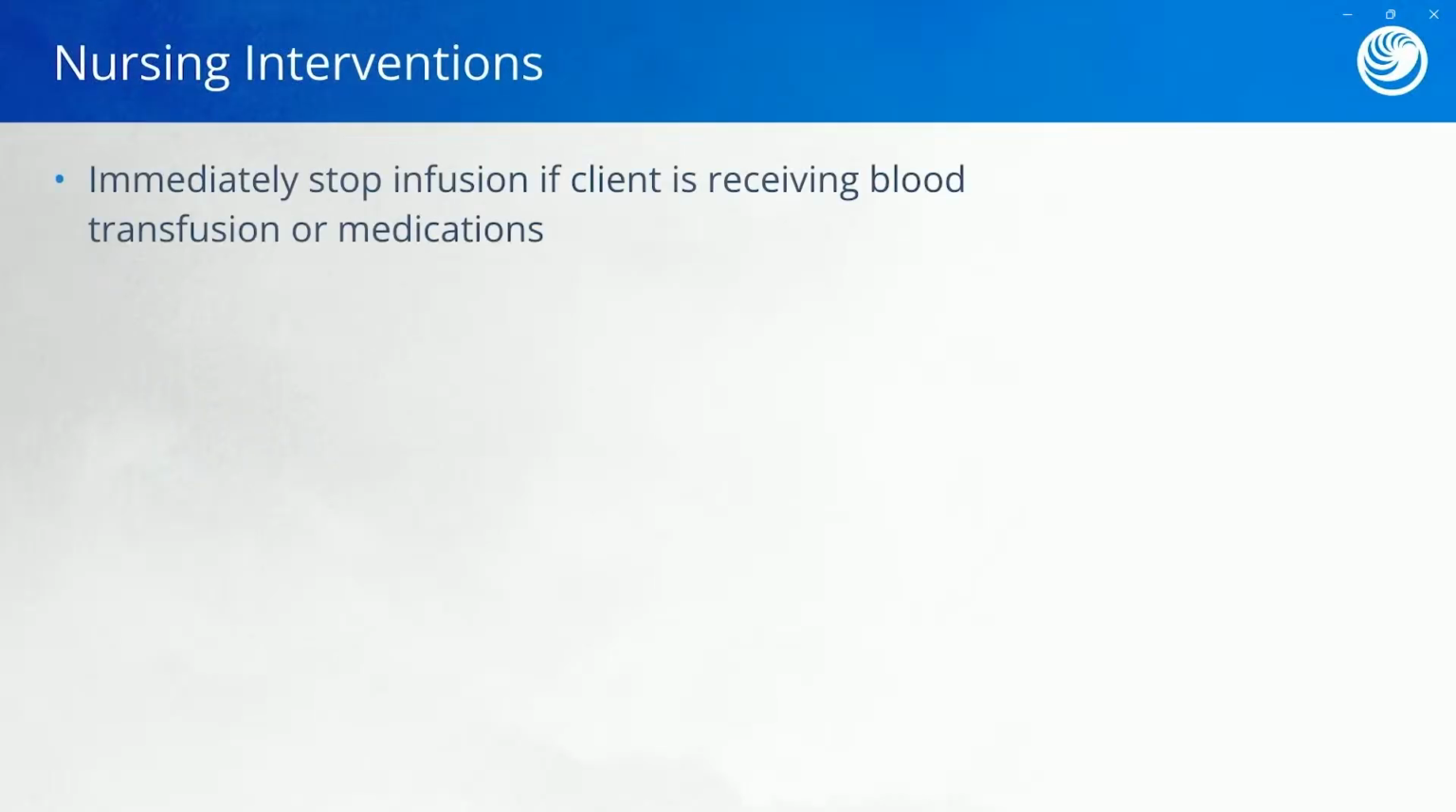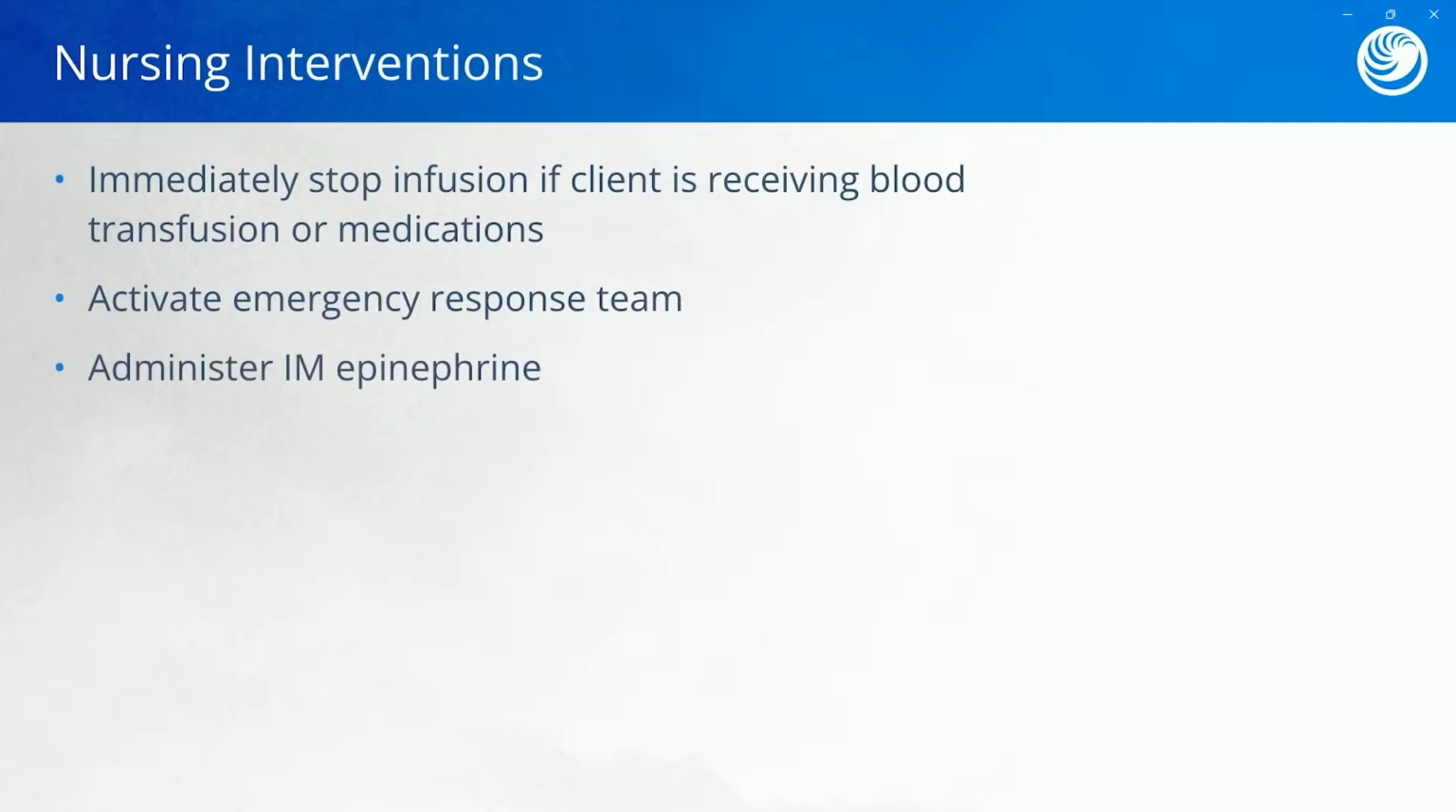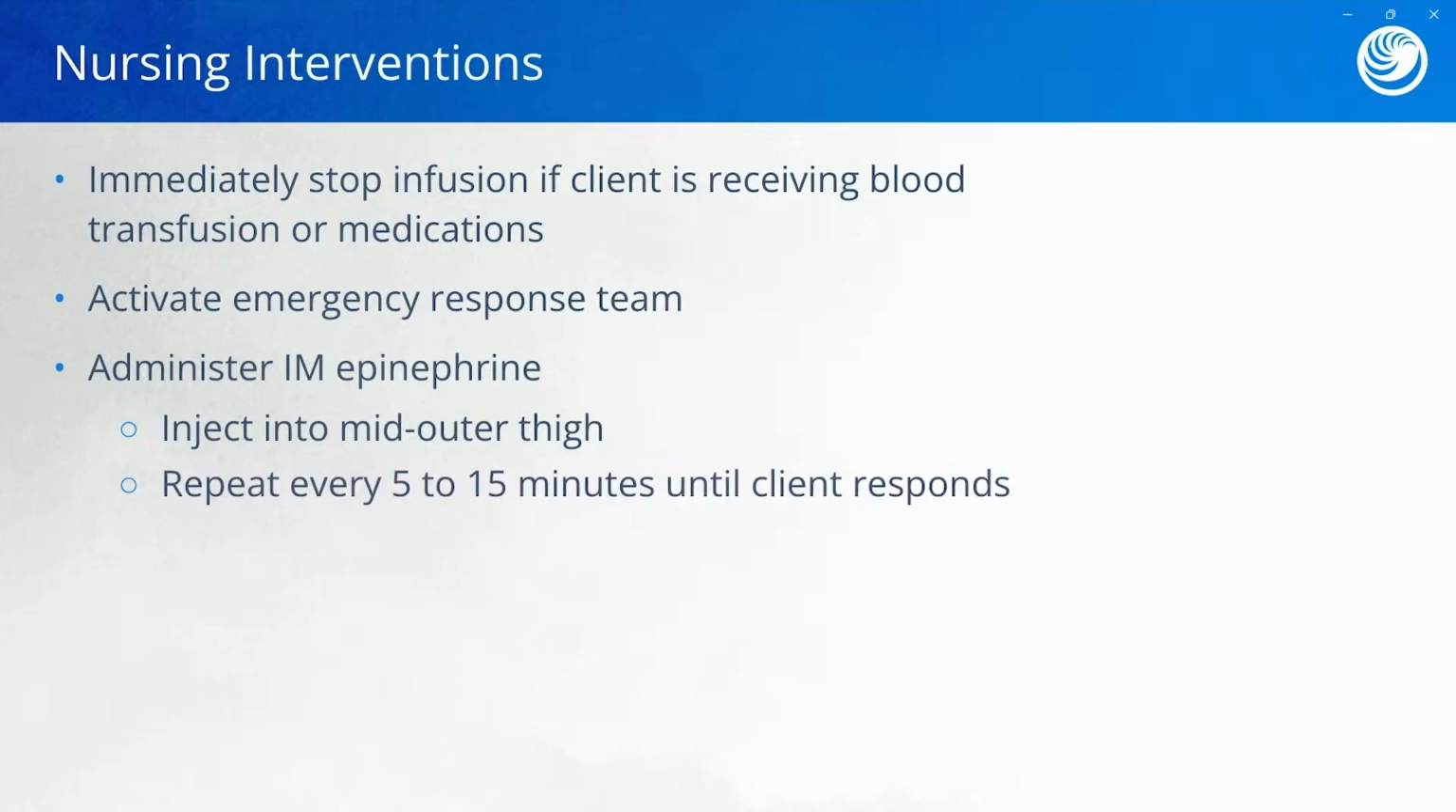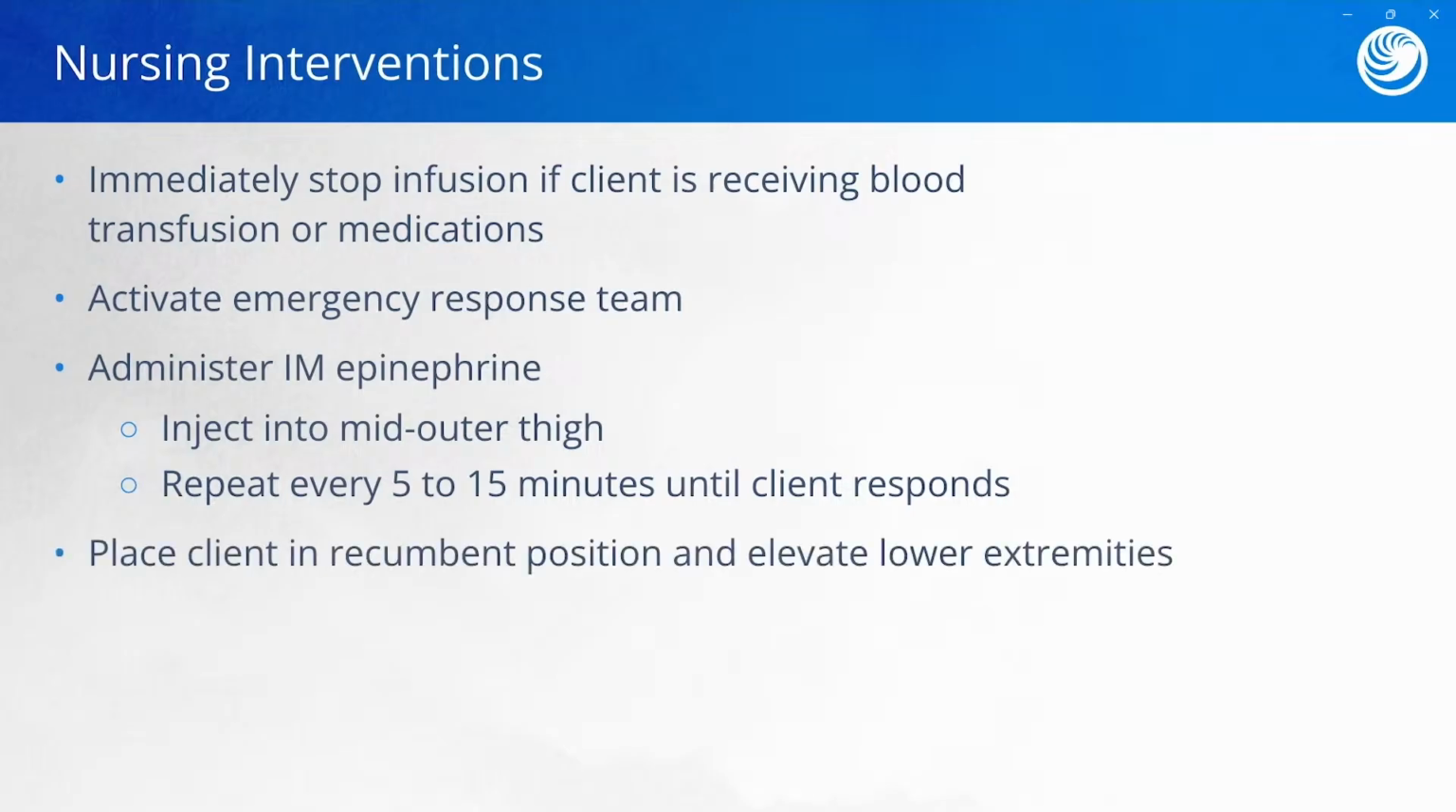What are my nursing interventions for a patient with anaphylaxis? Well, I need to immediately stop that blood transfusion if that's in the question stem. I'm going to activate my emergency response team. They're going to come and they're going to bring me epinephrine. And I'm going to give that epinephrine IM in that outer thigh, and I'm going to do that every 5 to 15 minutes until my client responds, until I see an improvement. Then we're going to place our client in the recumbent position, which means head back to get that perfusion back to the heart since I have a leaky hose.